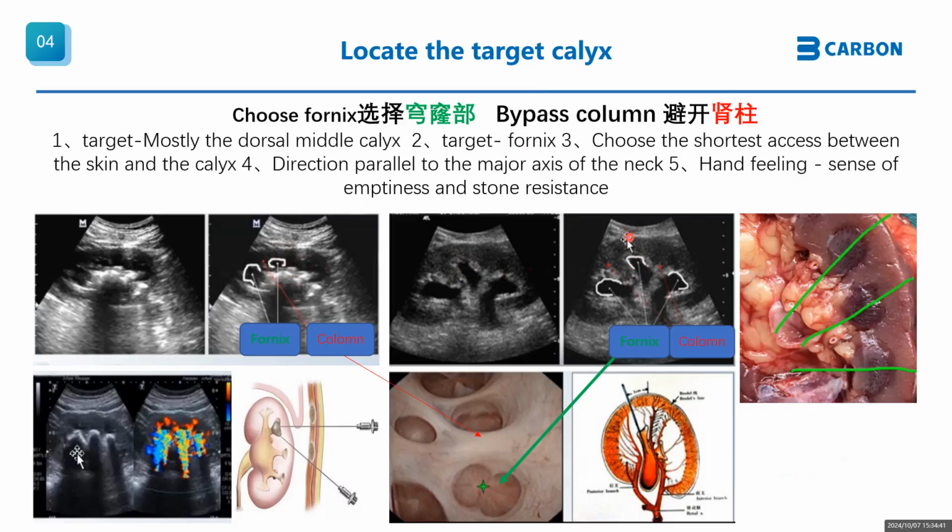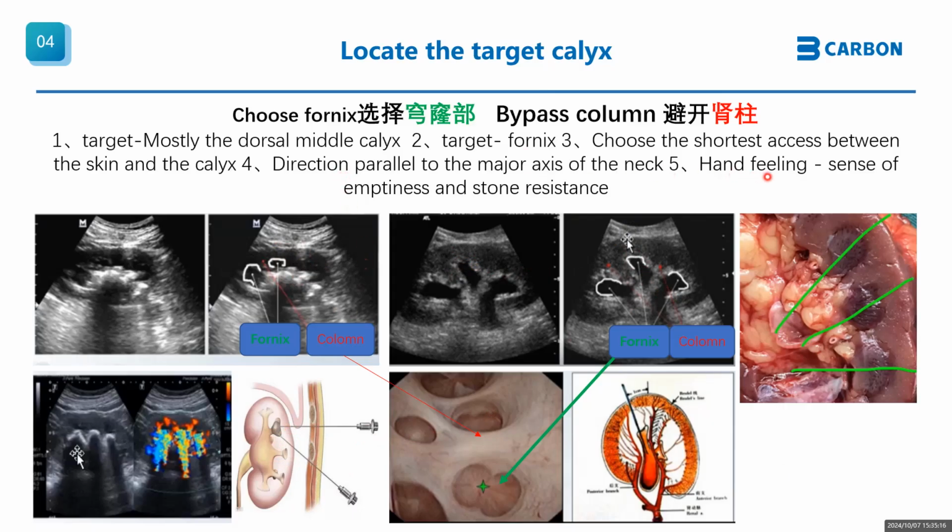between the skin and the calyx, like this, the shortest one, and the direction parallel to the major axis of the neck. It means this is the neck, like this picture. This is the neck of the calyx. This is the needle parallel to the neck, and this is not. So this is wrong. This direction is wrong. This is the correct puncture direction.